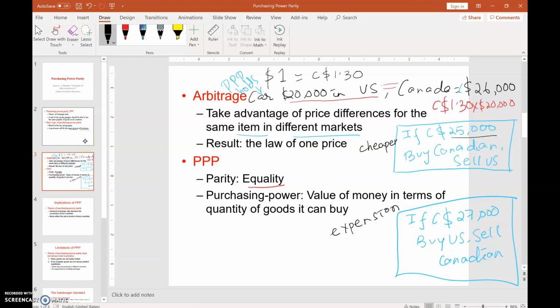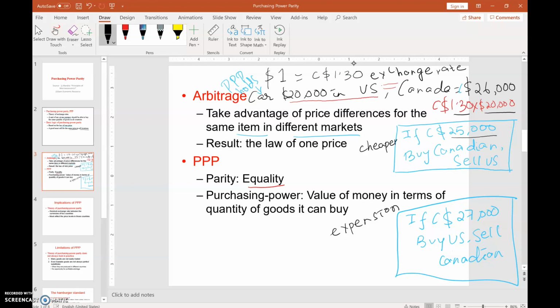Let's look at the exchange rate between US and Canadian dollars. I know that the exchange rate keeps changing all the time. Let's, for example, make the assumption that 1 US dollar is equal to 1.30 Canadian dollars. If purchasing power parity holds, a car which is $20,000 in the US should cost 1.30 times 20,000, equal to 26,000 Canadian dollars in Canada.